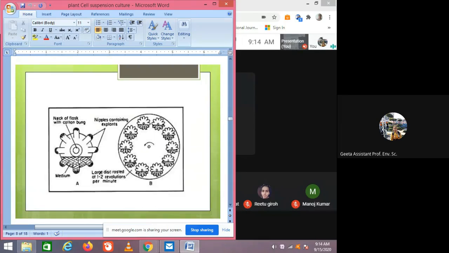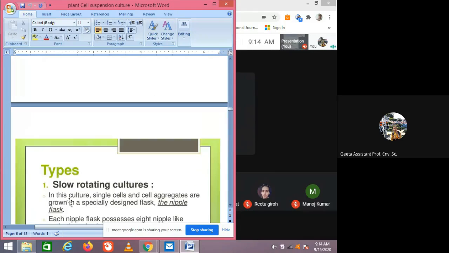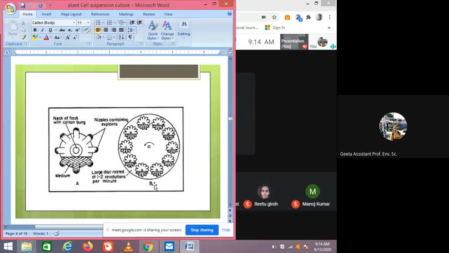Here comes the diagram. This is the diagram of the slow rotating culture. These are the nipples, nipples containing the explant. It is rotating continuously. It means it is immersed into the media and then exposed to the air. Air does not mean it is an open system; it is a closed system. The flask is inbuilt with a cotton plug. There is a cotton plug on the neck of the flask, but it rotates side by side in this way.